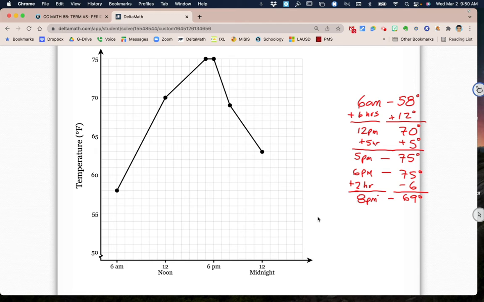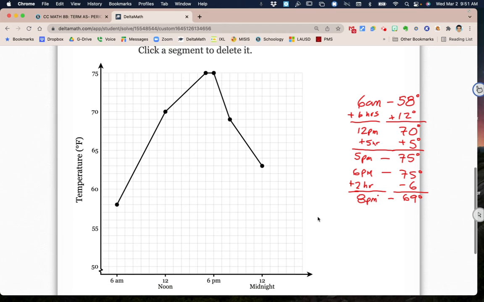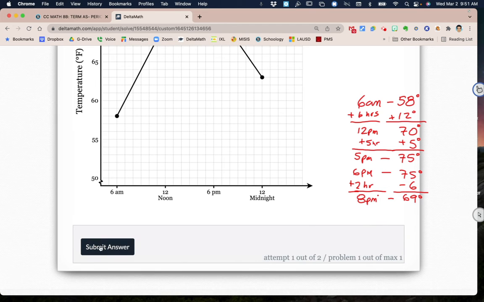So is anyone working on this one? Everyone done with that? Okay. Has everyone submitted it? Did we get it right? Yay. Okay, let's submit it.